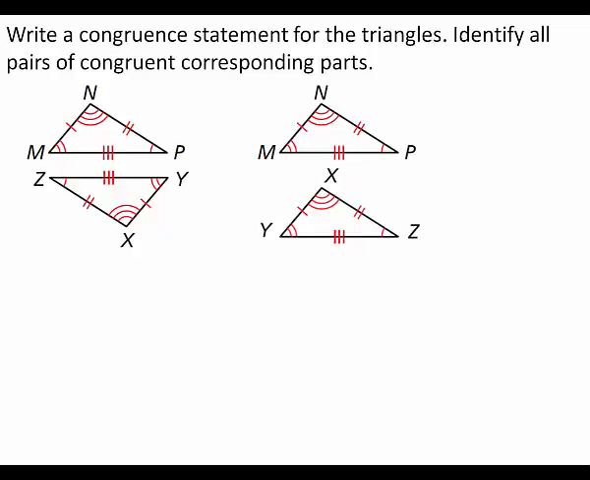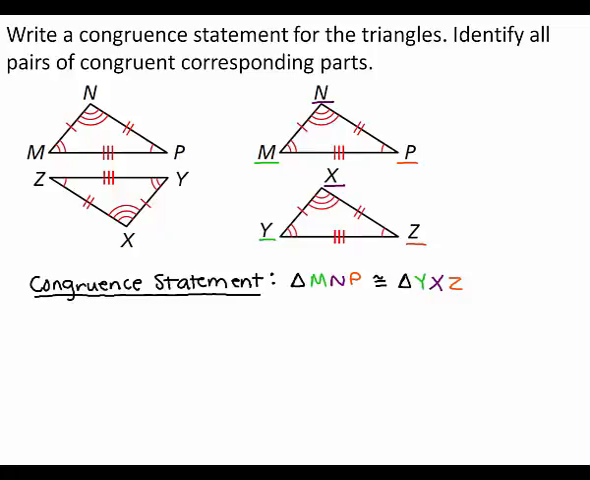Next, from the diagram, you can see that vertices M and Y are corresponding vertices, vertices N and X are corresponding vertices, and vertices P and Z are corresponding vertices. Now, when writing a congruent statement for two polygons, always list the corresponding vertices in the same order. So, a congruent statement for the two given triangles is triangle MNP is congruent to triangle YXZ.